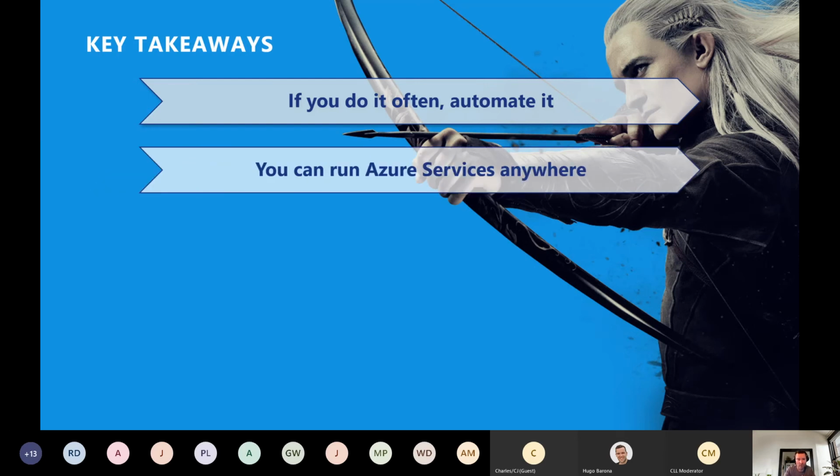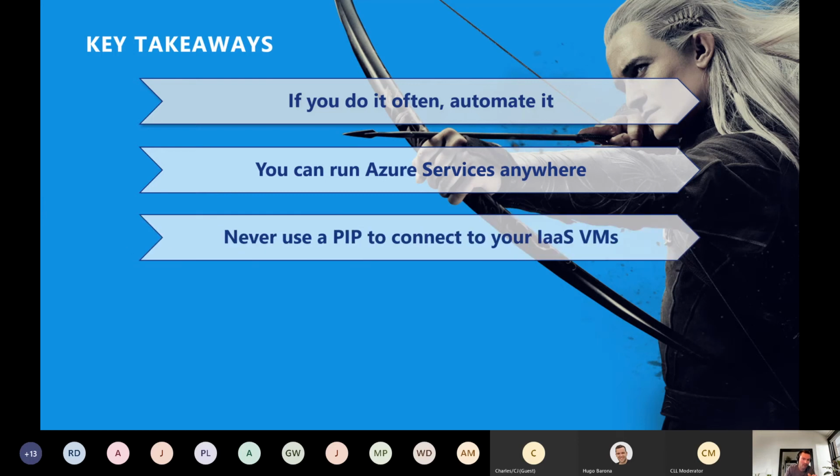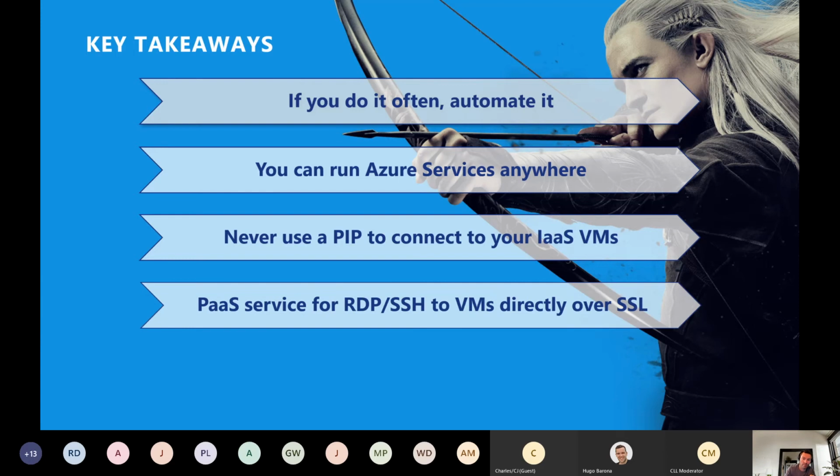These days, you can run a lot of your Azure services on any infrastructure or on any cloud with the use of Azure Arc and the Windows Admin Center. So you can almost run your Azure services from anywhere. Never use a public IP to connect to your IaaS VMs. Better is to use a point-to-site VPN, JIT enabled, or Azure Bastion.